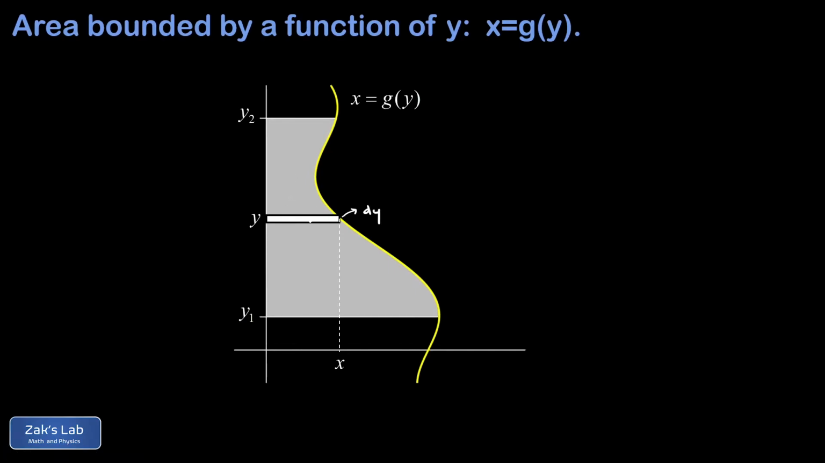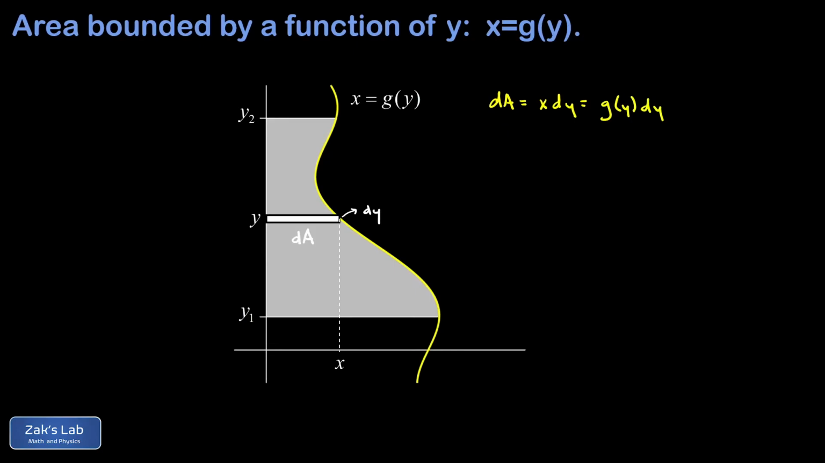And this little slice has an incremental amount of area, in other words, a differential amount of area that we'll call dA. So to find the area of this entire region, we begin by writing down the area of this infinitesimal contribution to the area, dA. And dA has a width of x and a height of dy. Now we can write the width x in terms of y, and that's given by g of y.